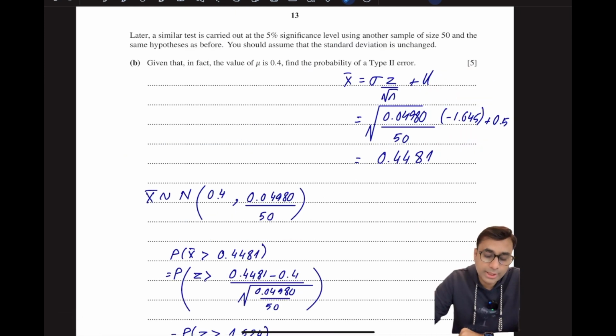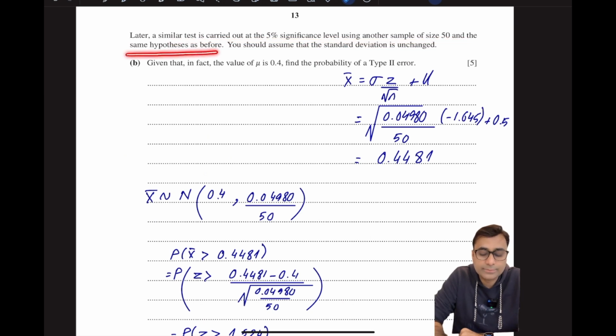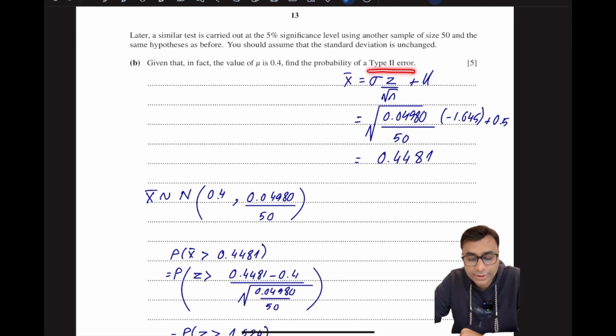In another part of the same question, it says later a similar test is carried out at 5% significance level using another sample of size 50 and the same hypothesis as before. You should assume that the standard deviation is unchanged given that in fact the value of mean is 0.4. That means that H0 is not true. The mean now is 0.4. I have to find out the probability of type 2 error, that is acceptance of H0.